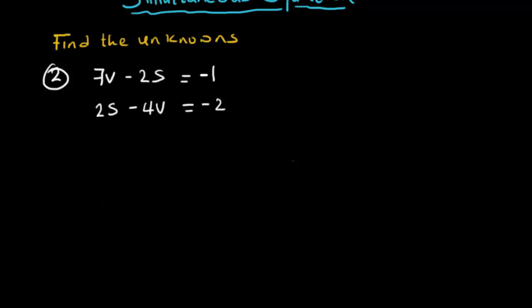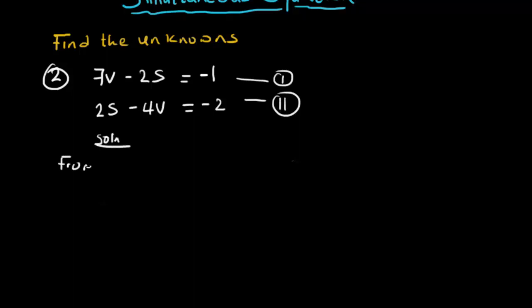So we have 7v minus 2s equals minus 1, and 2s minus 4v equals minus 2. Remember, the first thing you want to do is label them 1 and 2. Now, if you look at this question, we don't have any variable with 1 as coefficient or minus 1, so it doesn't matter what equation you take. To show you that it doesn't matter, I'm going to use equation 2, just to make things a bit interesting.